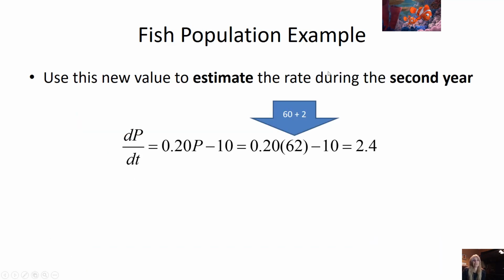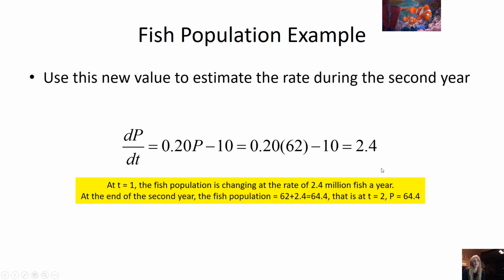So now I can use this to estimate the rate during the second year. My population has changed, so my rate's going to change. Notice my rate went up to 2.4. So at t equals 1, the fish population is changing at the rate of 2.4 million fish per year. So at the end of the second year, I would take the previous year, 62, and how it's changing, and now I can update, as you can see, with Euler's method, for my new population.